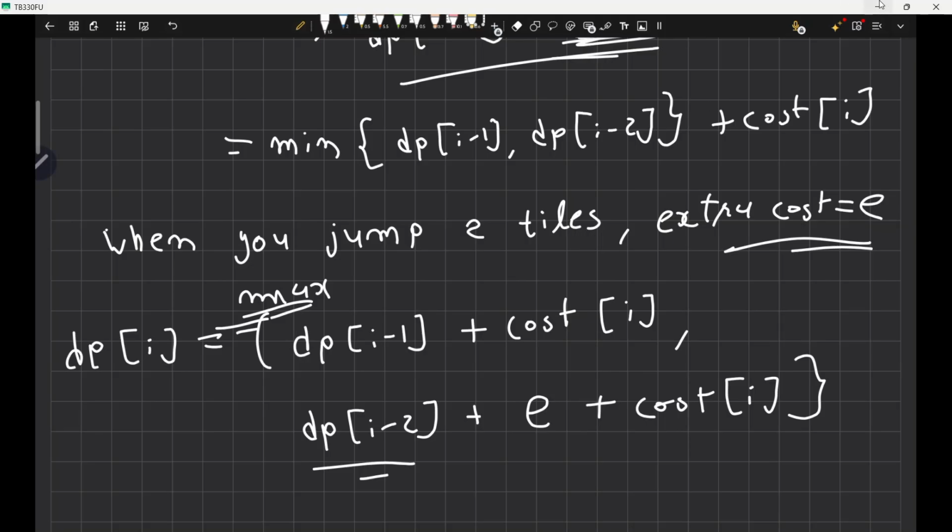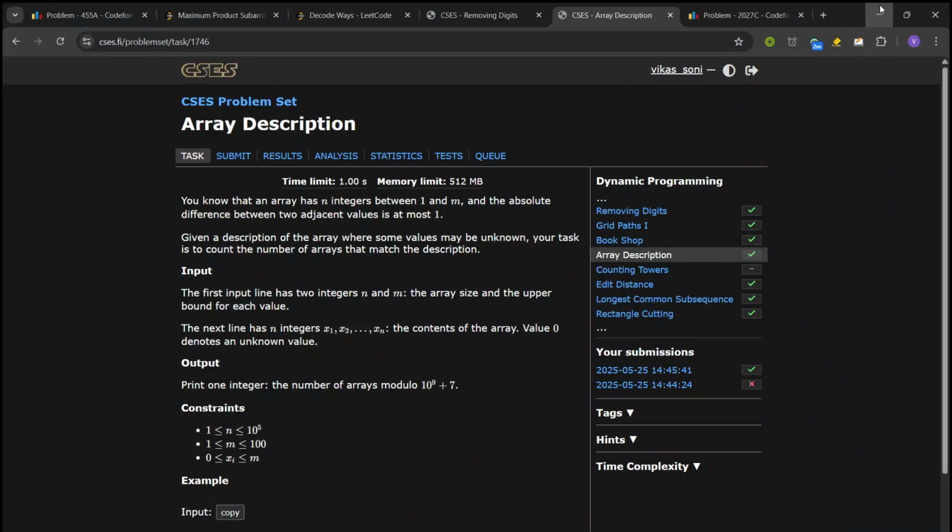I don't have the link of this question, but let's just code this. I think that will be better.